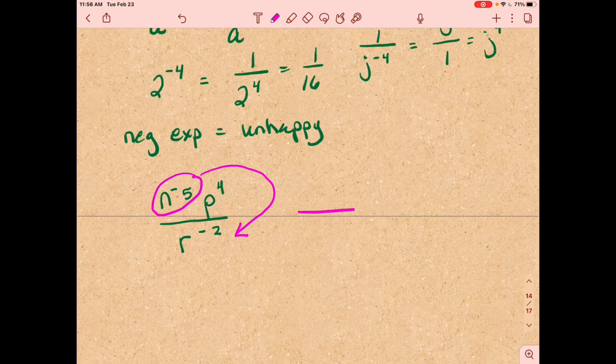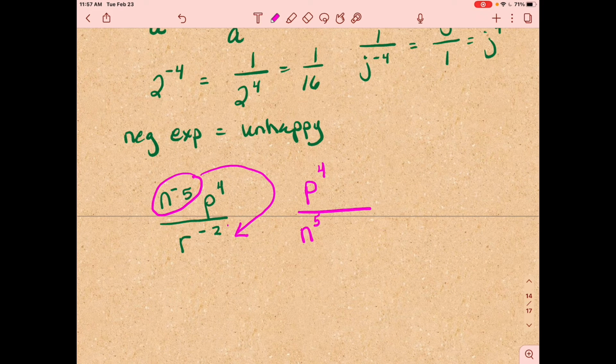In fact, let's just redraw this over here. And we are just going to move it downstairs. And notice that as soon as I move the n to the negative 5 downstairs, the negativity goes away. It becomes positive. It is happy. Okay, so make it happy and the negative will go away. Look at p to the 4th. It's happy where it is. It's not negative at all, so leave it be.